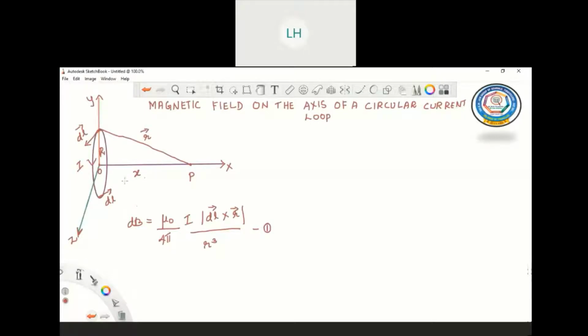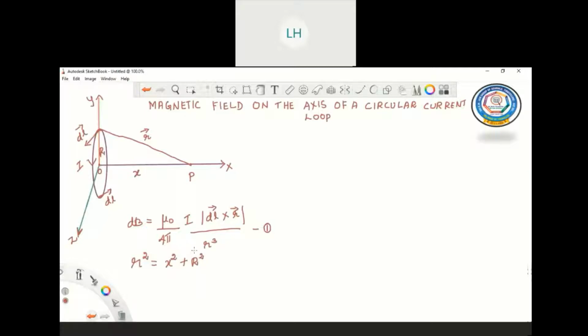From this diagram, we are going to write what this distance r is. We know that x is the distance of this point P from the center, and already we know that capital R is the radius. So we need to calculate this r. We are going to use the Pythagoras theorem here, children. So r square is equal to x square plus capital R square.